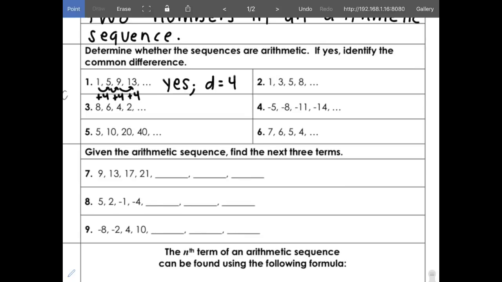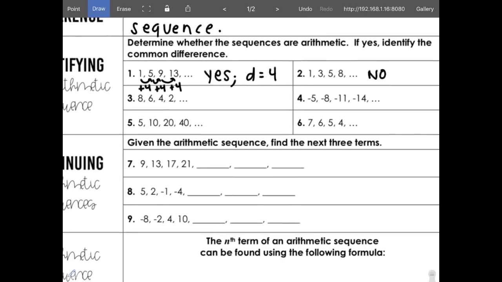So here from 1 to 3, we're adding 2, but then here we're adding 3. Do you see from 5 to 8 we're adding 3? So are we adding the same number each time? No, so it's not an arithmetic sequence.